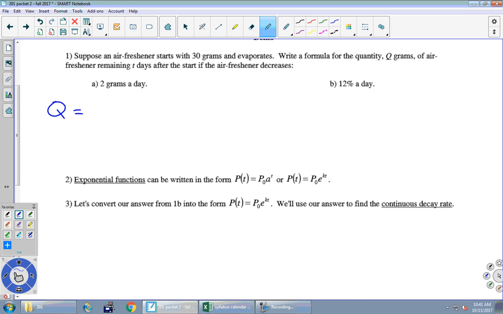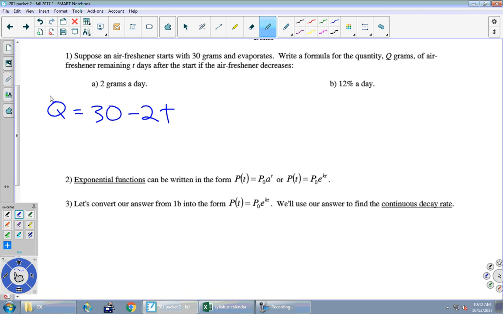Q equals, okay, so in this case, we start with 30 grams. So I feel like that's a good way to start our equation. And if we lose 2 grams every day, let's say subtract 2 T or X, whatever the variable is for the number of days, right? What word describes that kind of function? That is a linear function, right? Changes 2 every single day. That -2 is our slope.